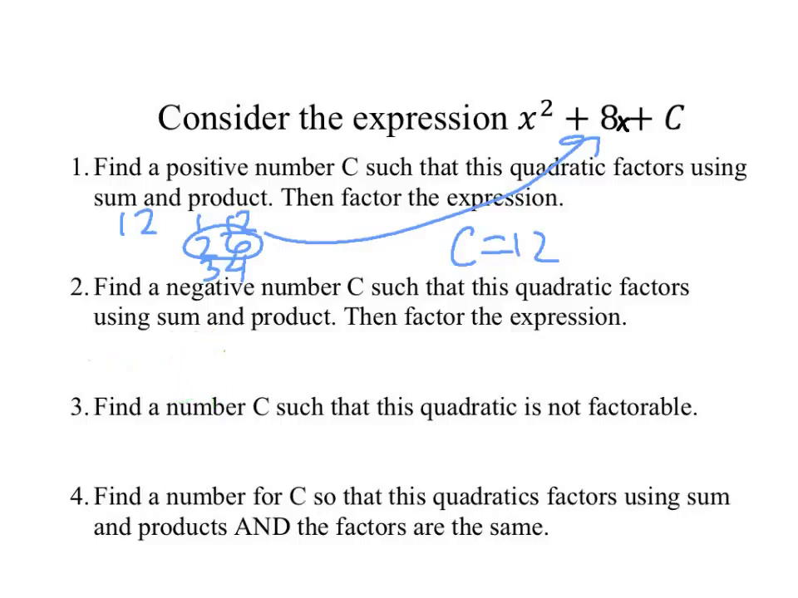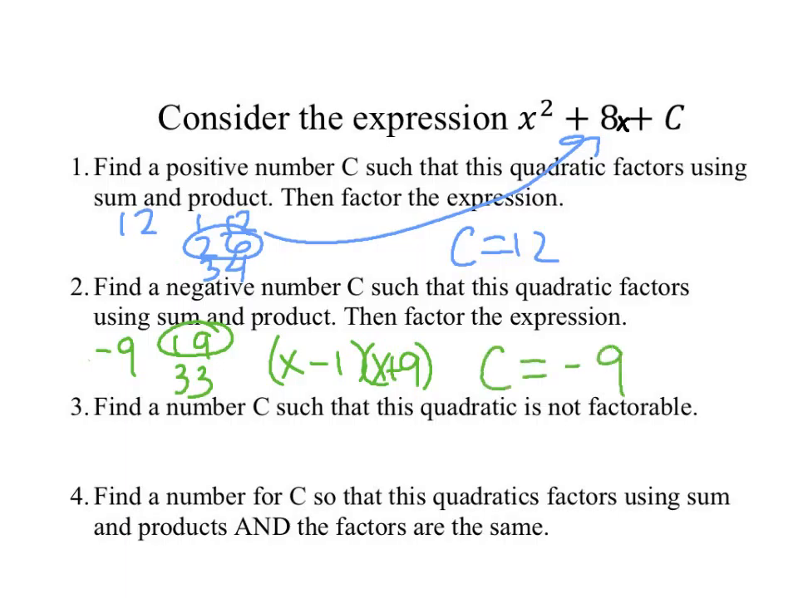Let's say I try 9. My factors of 9 are 1 and 9, 3 and 3. Well, I can combine 1 and 9 to get 8. And I can do that by having x and x, 1 and 9, and then a positive and a negative. So in this case, my c is going to be negative 9.